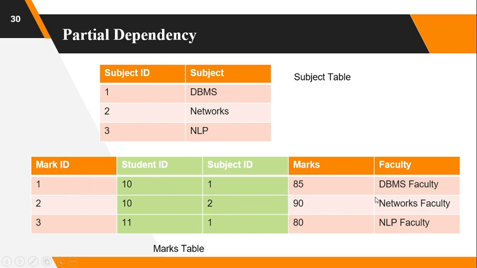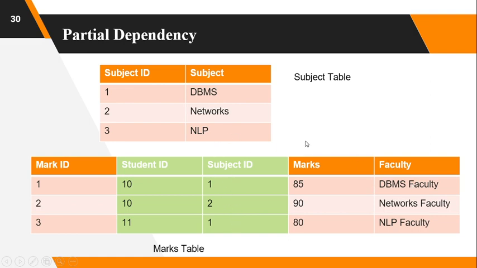Now let's see what is partial dependency. These two columns are the candidate key. These two columns are called prime attributes, and all the remaining columns are called non-prime attributes. For example, in this table we have one more column called faculty. It is a non-prime attribute, a non-prime column. This faculty column depends upon the subject ID, upon this particular subject column.